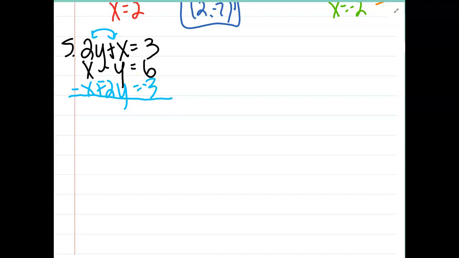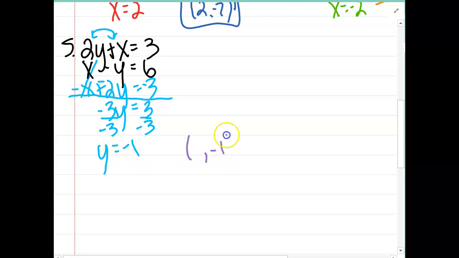Now my x and my negative x are going to completely cancel out. Negative y and negative 2y gives me negative 3y. 6 and negative 3 gives me 3. Divide by negative 3, we get y equals negative 1. So my answer is something, comma, negative 1.